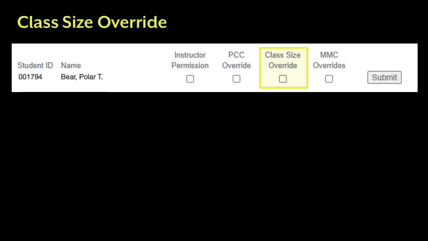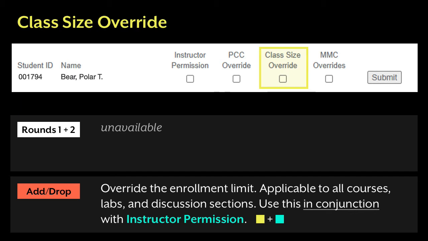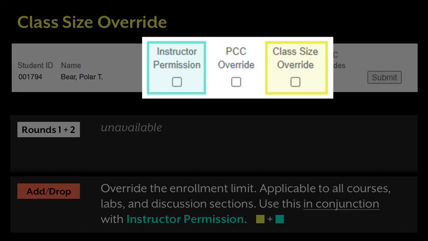The third type of override is the class size override. This is unavailable during rounds 1 and 2, and only available during the add-drop periods, to override the class enrollment limit. It is applicable to all courses, labs, and discussion sections, and must be used in conjunction with instructor permission.